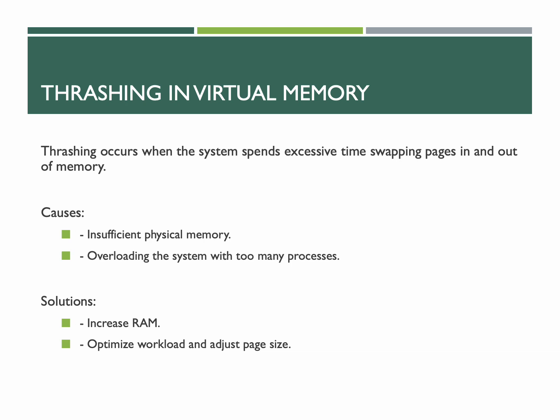Thrashing significantly reduces system performance because the CPU spends more time swapping pages than executing processes. By addressing the root causes, such as insufficient memory or overloaded systems, we can prevent thrashing and ensure smooth system operation.